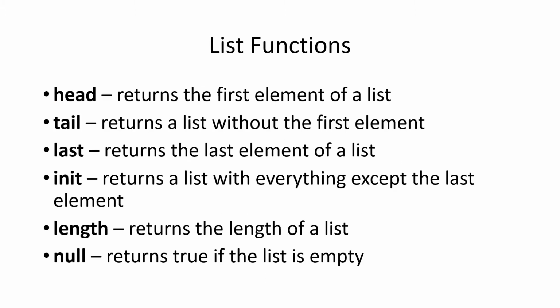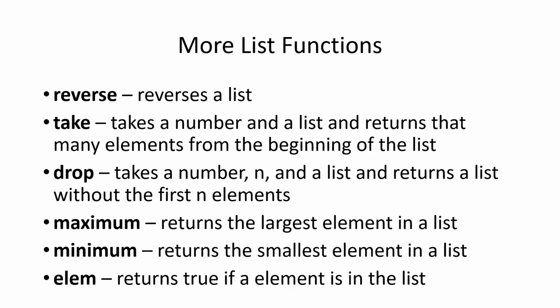There's a bunch of list functions. Head gets you the first element and tail gets you everything but the head. Last gets you the last element and init gets you everything but the last element. Length obviously returns the length of a list. Null is useful for functions. Null returns true if the list is empty. A lot of recursive functions in Haskell iterate until the list is empty.